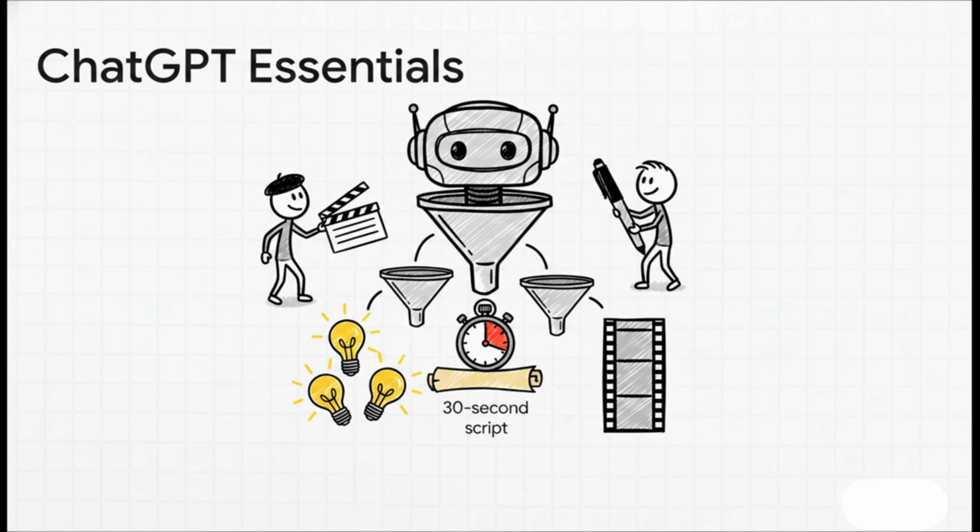Next, command it to write a really tight 30-second script. Why 30 seconds? Because that is the absolute sweet spot for high viewer retention. Finally, have it break that script down into specific visual scenes. You're basically forcing the AI to be both your writer and your video director all at once.